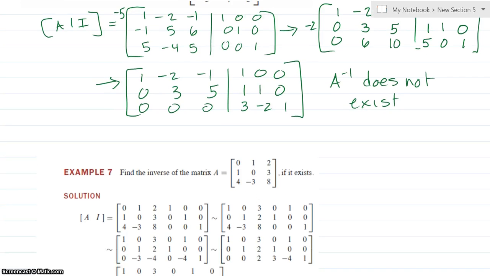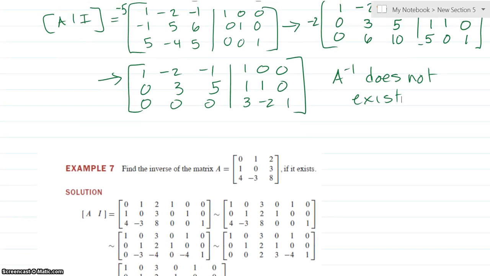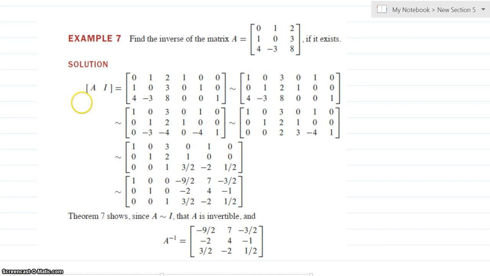Let's do example 7 in the book, because that one does exist. So let's go ahead and look at that one. So doing the same thing, A|I, well, I'm just going to put a slash there. Just going to look at their example in the book. So we're going to take A and I and then try to get the other way around. I'm just going to add a line to theirs.